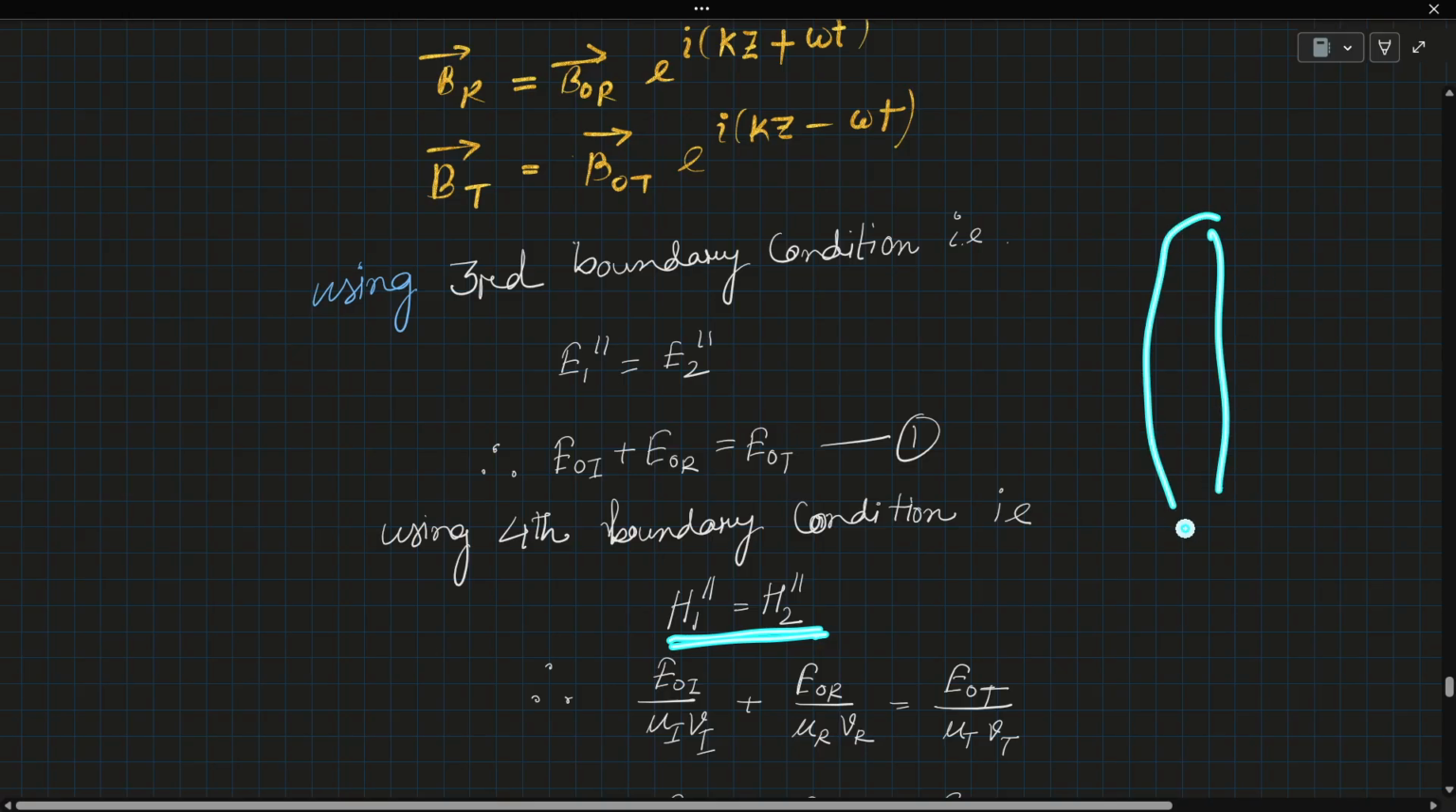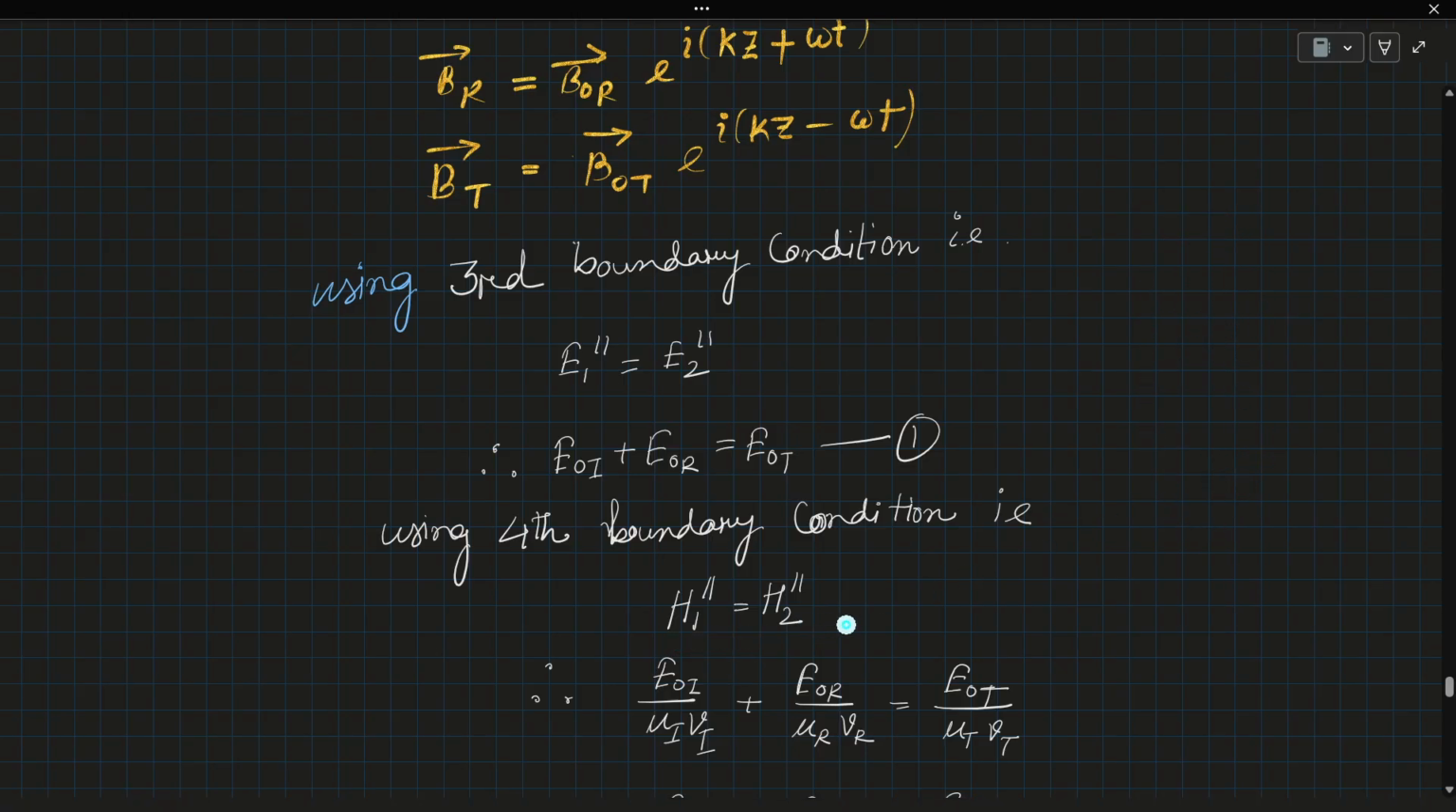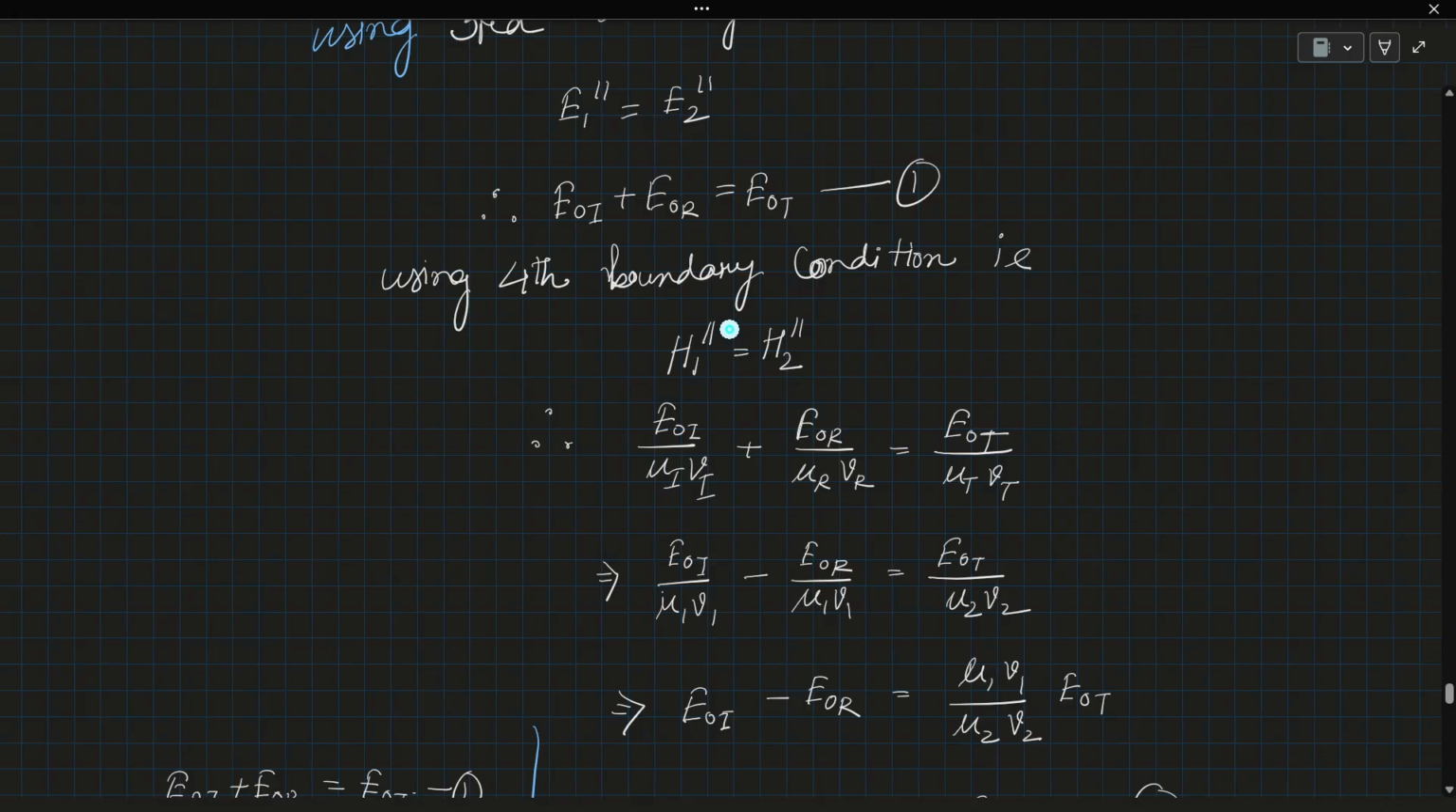Remember that this boundary doesn't contain any surface charge, so it is only possible because of that we can write this. There is no surface current. So what is H? H equals B by mu, right? Again, what is B? B equals E by C, or V as you can say. Let me write it down as V, and mu is here. So H can be written as E by mu V, right?